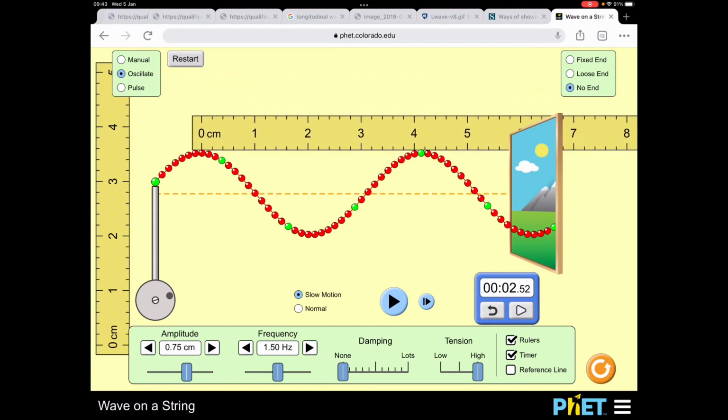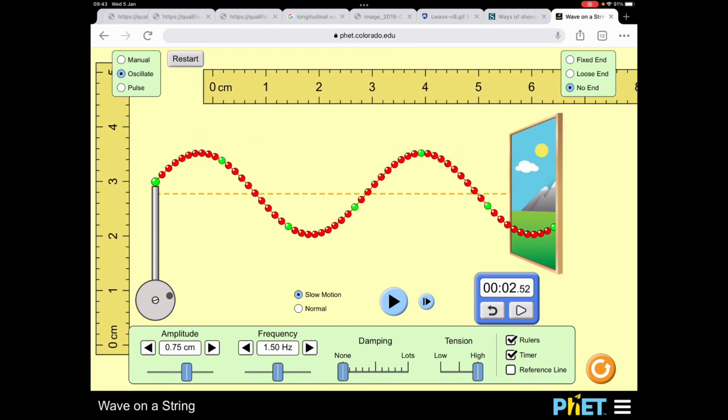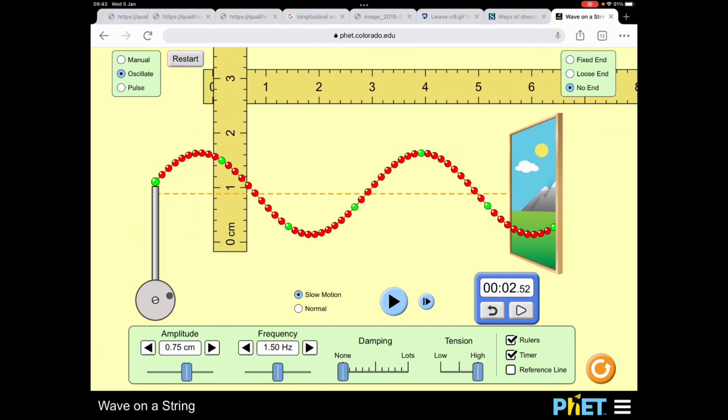The wavelength is the distance from one peak to the next, and we can see that it's about 4.1 centimeters. So we're measuring from the top of that peak to the top of the next peak. The amplitude as well is the distance from the center line to the top, from the rest position to the maximum displacement or maximum disturbance. That's just below 0.8. Let's say it's 0.75. So that's the amplitude. So the wavelength and the amplitude can be measured in this way.